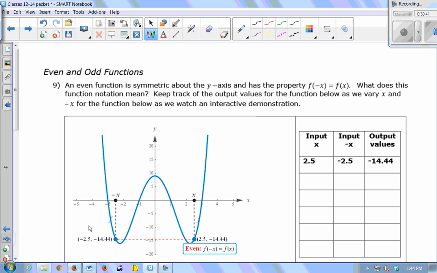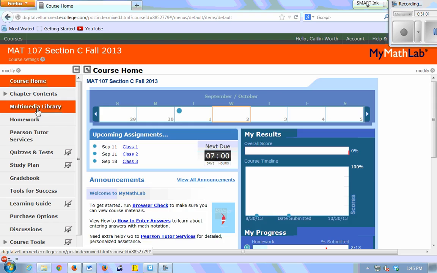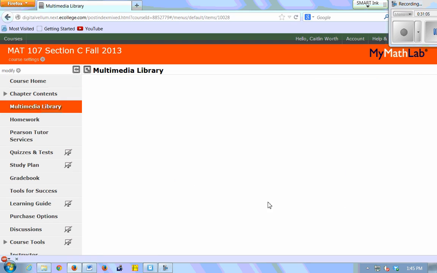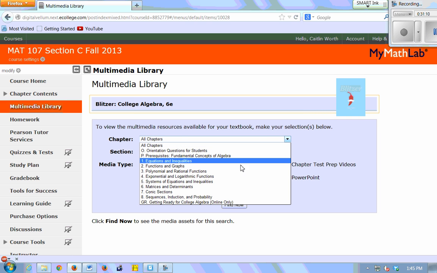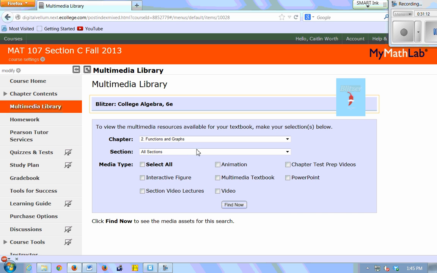All right. So the last thing we're going to talk about is even and odd functions. And there's a little animation in my math lab that I want to show you. But I also want to take the time to show you all the cool stuff there is in my math lab, since I'm going to go in there anyway. So if you go to Multimedia Library, that's where I'm going to go now. You can choose any chapter that you're working on. We're working on chapter 2 right now. And it's in section 2.2, the thing I'm looking for. But let's look at all sections just so we can see all the cool stuff.